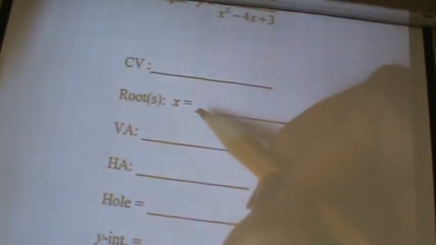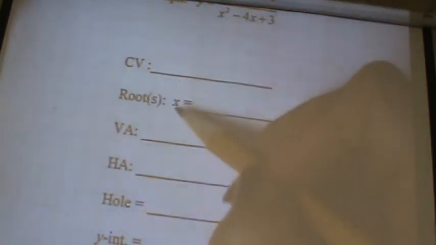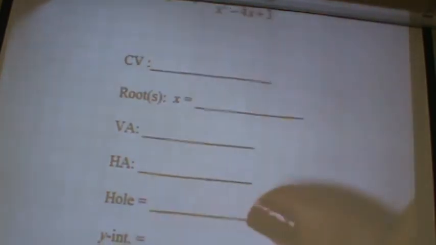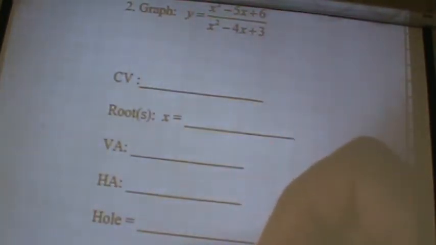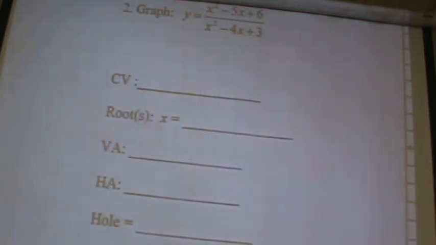Let's do number 2 together. Okay, these are all of the objectives, or the criteria that you have to fill out. These are what's necessary to give you this graph. So out of these 6 things, can anyone tell me one of them? You don't have to do them in any specific order. Do you know where the y-intercept is? Do you know where the holes are? Do you know where the vertical asymptotes are? Is there a horizontal asymptote?